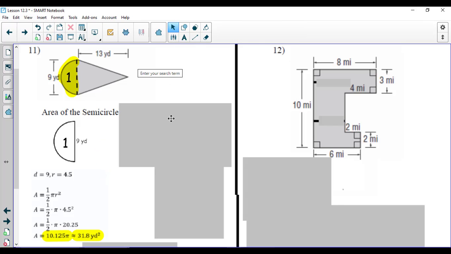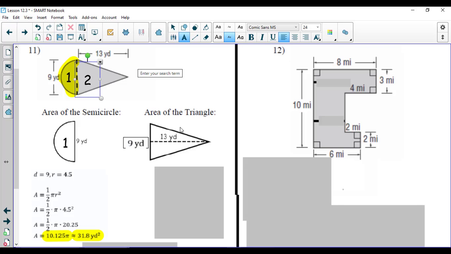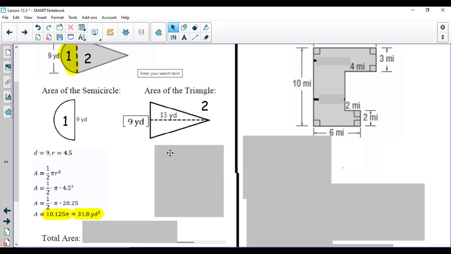Now our second region is going to be our triangle. So I did kind of, again, just draw this as a separate picture. I'm going to call this region 2, and you can label it that way as well. So I'll just put a 2 next to this. If you like A and B better, again, you can choose that. You can also just use words. The base of the triangle is 9 yards. That's the same as the diameter of the half circle or semicircle. The height of the triangle is the distance from the top point of the triangle down to where the diameter of the semicircle is, or where the base is, and that's 13 yards.